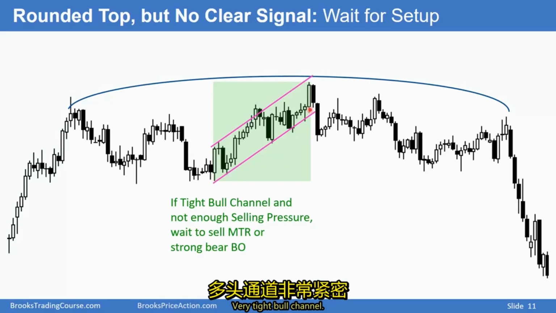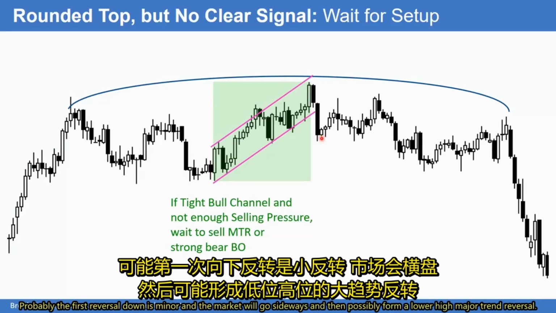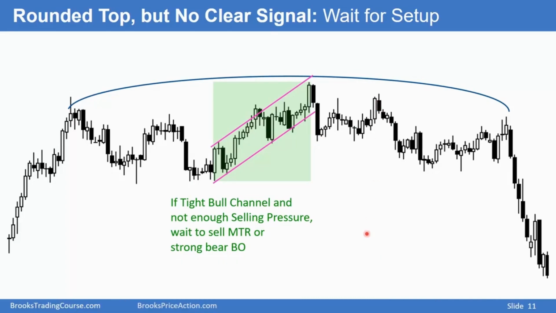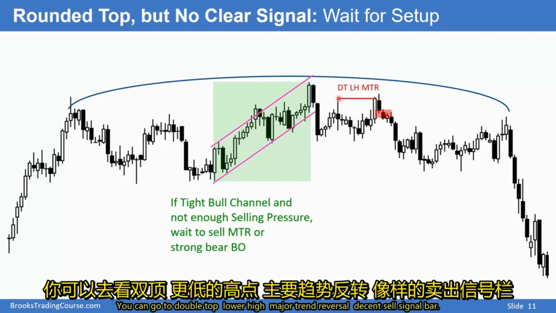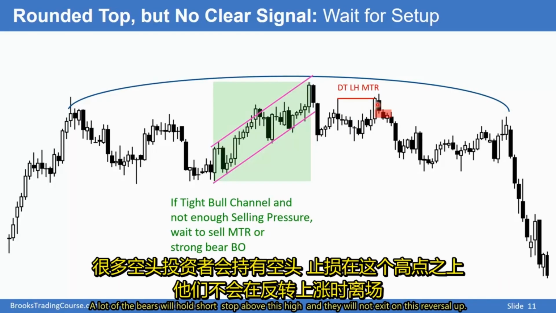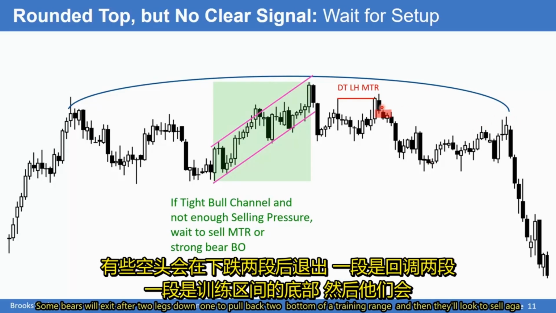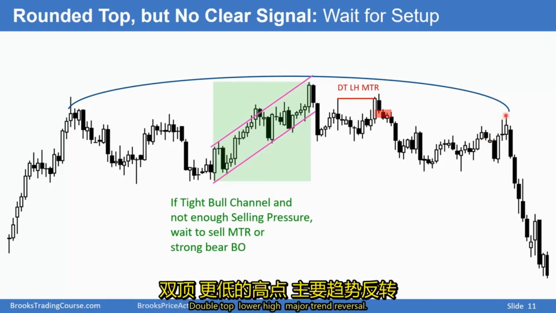Very tight bull channel. Probably the first reversal down is minor, and the market will go sideways, and then possibly form a lower high major trend reversal. You can call it a double top, lower high, major trend reversal, decent sell signal bar. A lot of the bears will hold short, stop above this high, and they will not exit on this reversal up. Some bears will exit after 2 legs down, 1 pullback, 2, bottom of a trading range, and then they'll look to sell again, either here or below this micro double top.